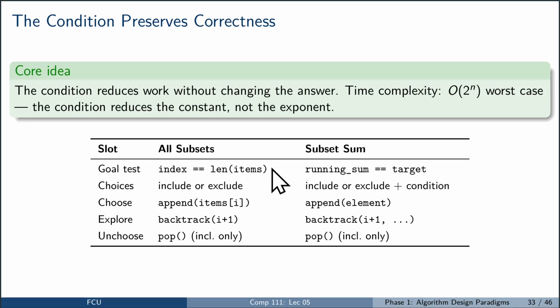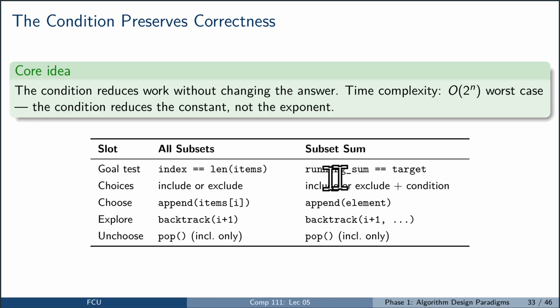Back to the table from earlier, time to fill this in. For all subsets, the thing that we are testing is whether the index is equal to the length of the items list. Choices are include or exclude, whether we add the item to the current solution or not. And then we have choose, which is simply to append the element. Then we explore using a recursive call, and then unchoose using a pop operation.